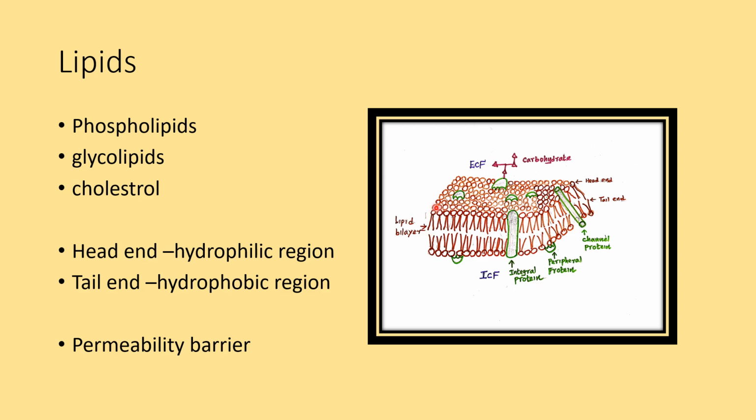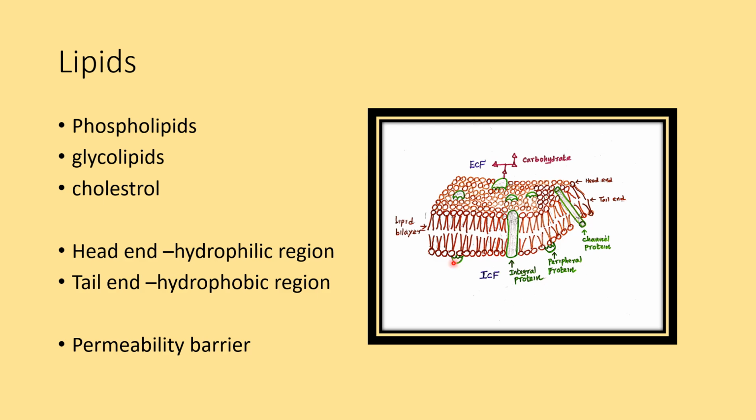The phospholipids are important for the phospholipid bilayer. It has two ends, a head and a tail end. The head end is the hydrophilic region. A water soluble molecule easily passes through the head end. The tail end is impermeable to water molecules, but a lipid soluble molecule easily passes through the hydrophobic region.